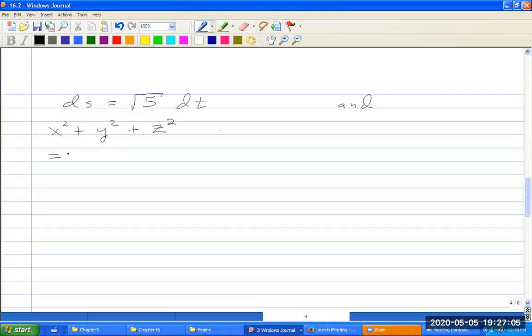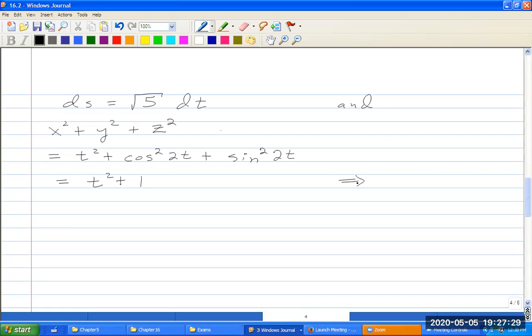So this is just equal to t squared plus cosine 2t squared plus sine 2t squared. Well, the cosine squared plus sine squared is 1. So this is just t squared plus 1.